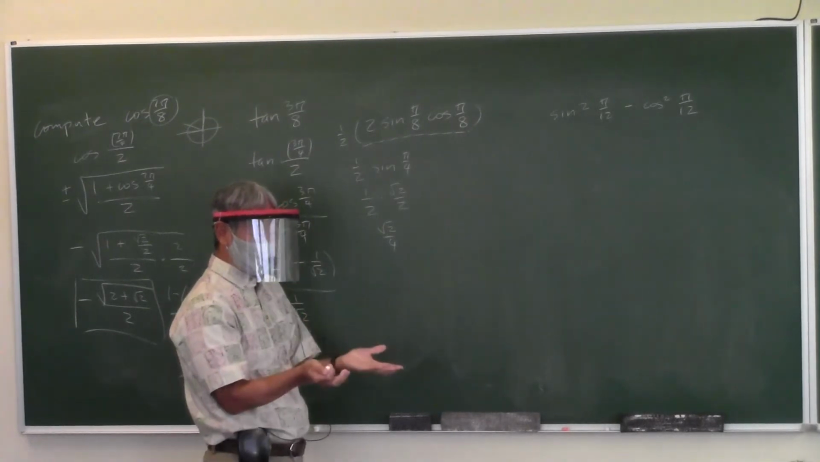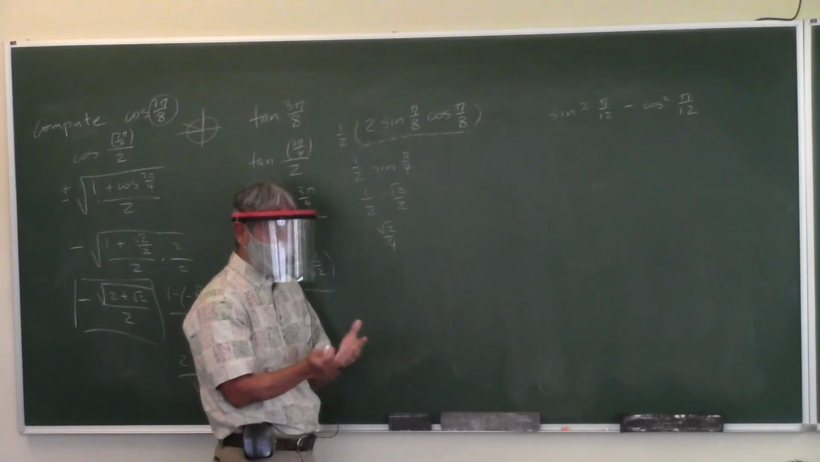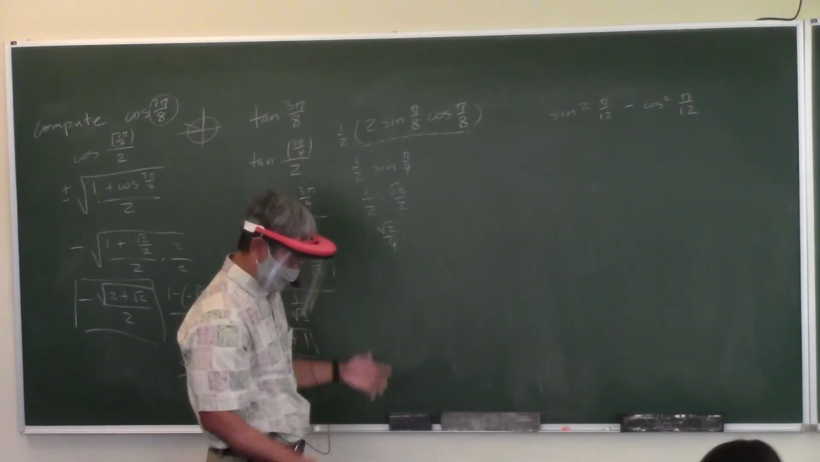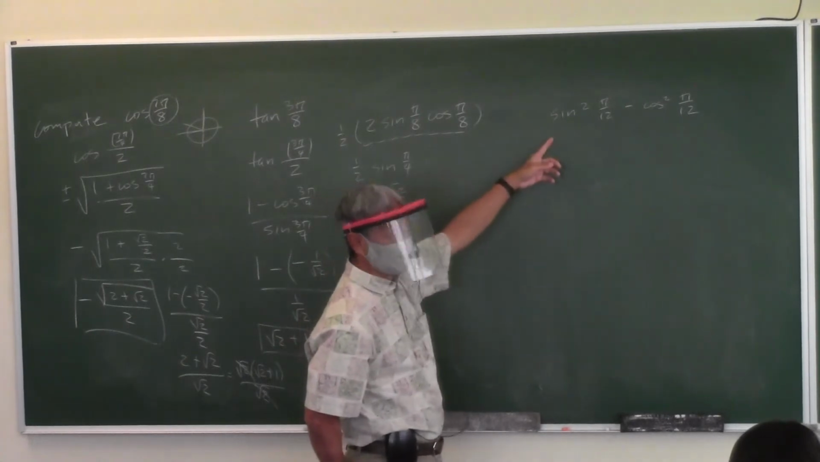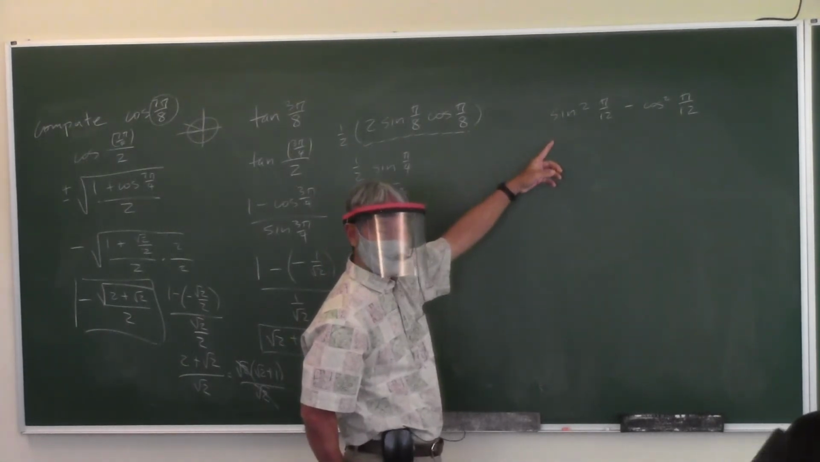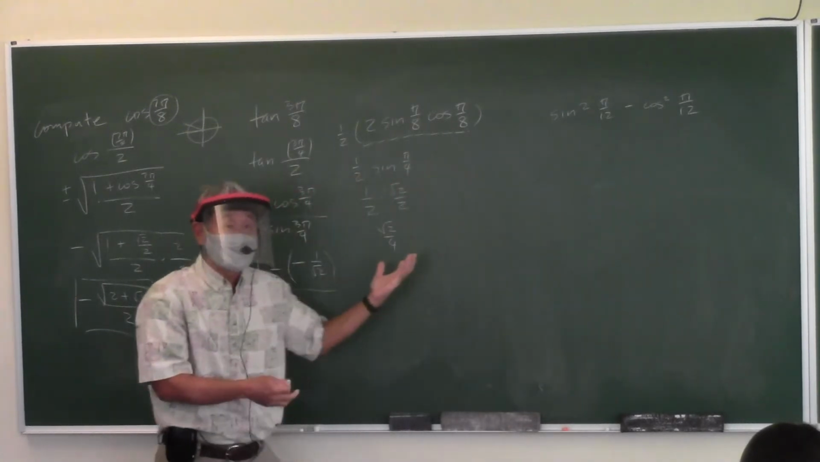So we can compute sine pi over 12. We can either use a sum or a difference identity, or we can use a half-angle identity, or we can go, hey, you know, recognize the identity. See, but if you don't know your identities, how are you going to recognize it?